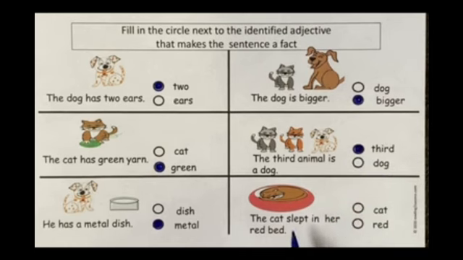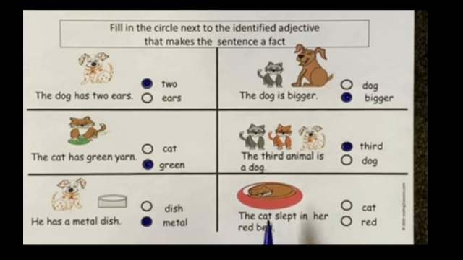The cat slept in her red bed. What type of bed? Red. Or what color bed? Red. It's not black, it's not green, it's not purple. It is a red bed. Red is our fact adjective that we can identify by looking at the bed.